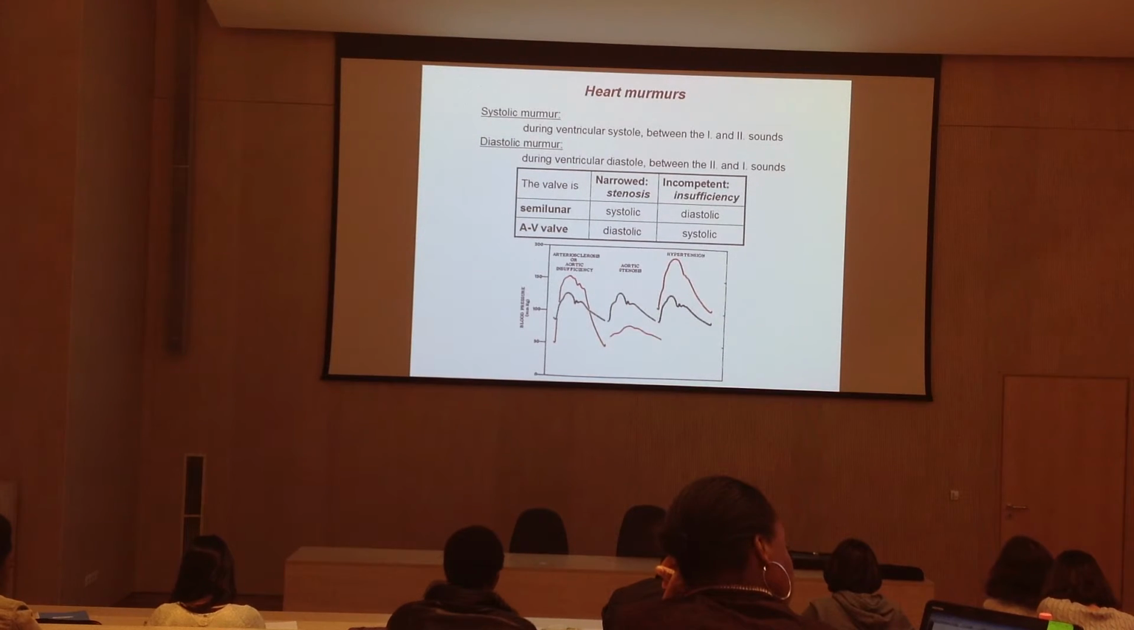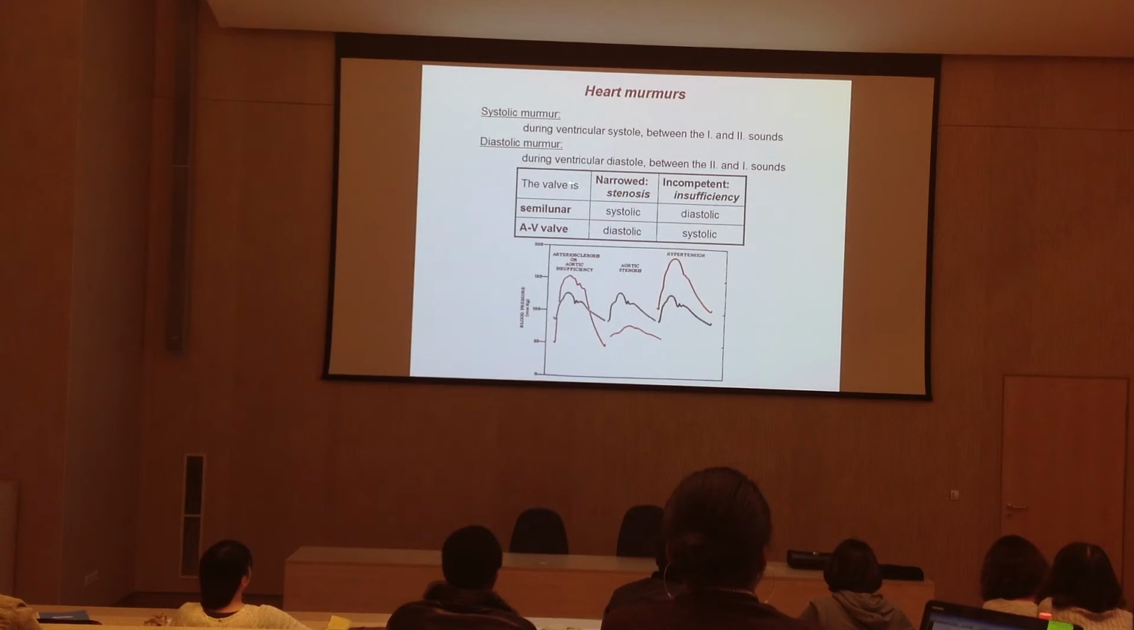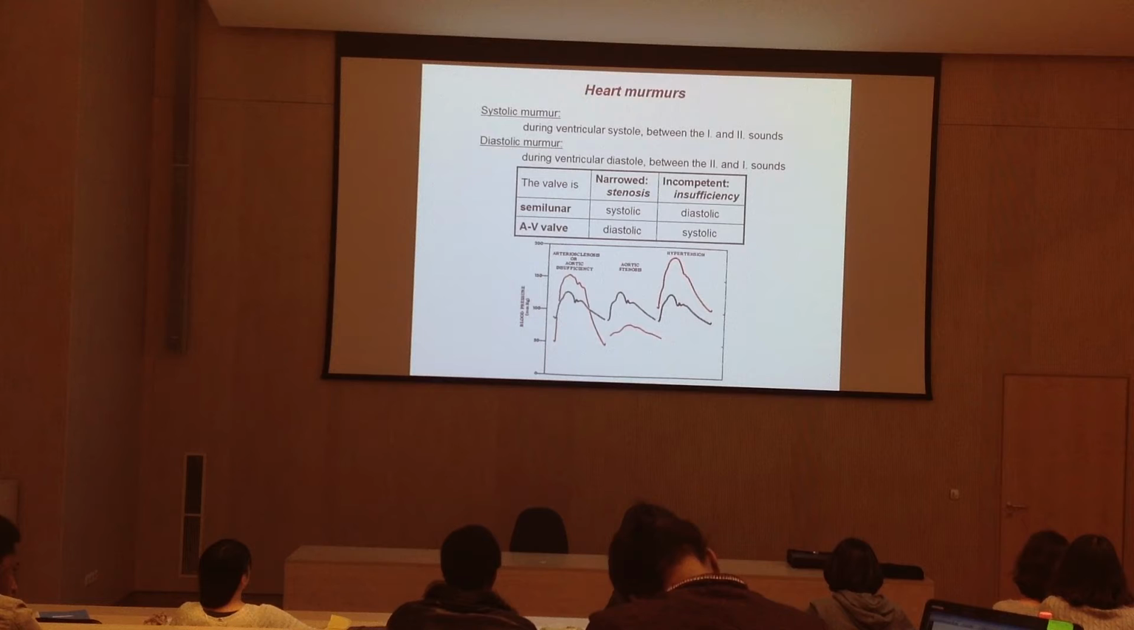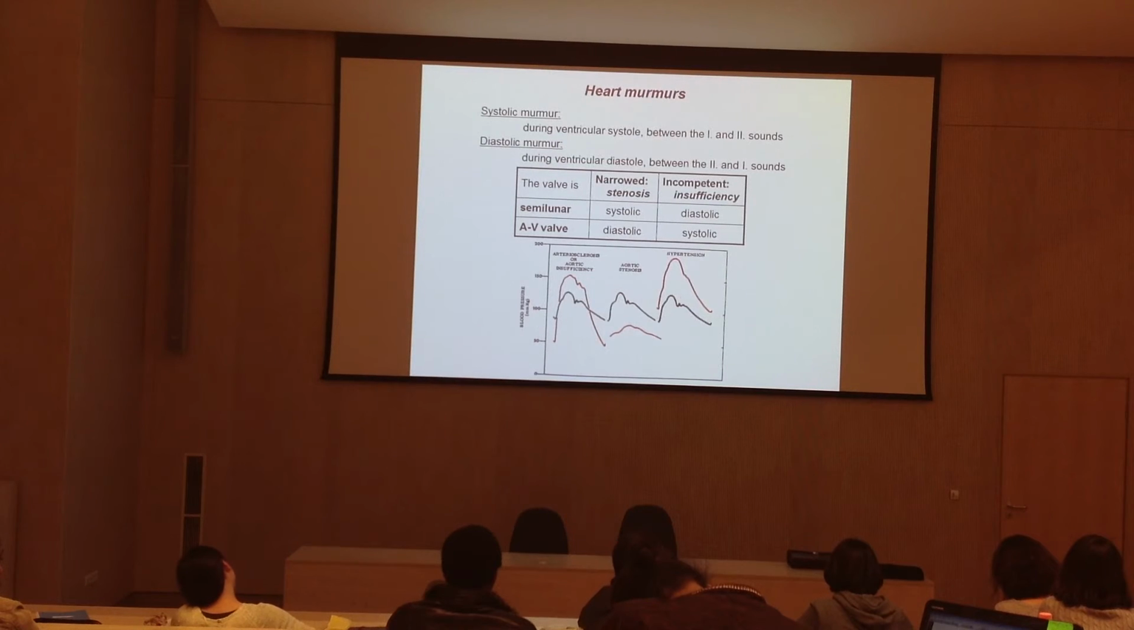Okay. Now we mentioned that if the aortic valve is stenotic, we will hear the murmur during the systole. If the blood flows back through the aortic valve because the valve is insufficient, in this case, we will hear the murmur during the diastole. And in this case, the filling will not be only from the atrium, but from the aorta, the backflow.